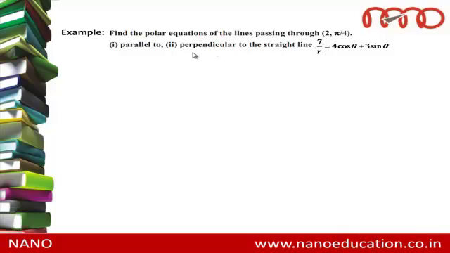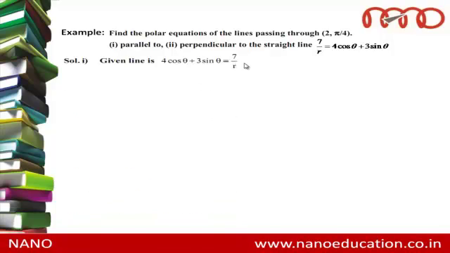And in the second question, when we have to find the equation of the line perpendicular to the straight line, the coefficient of cos theta and the coefficient of sin theta will get interchanged, and also there will be a change of sign somewhere in the equation, and also there will be a change in the constant term. So the equation of any line perpendicular to the straight line 7 by r is equal to 4 cos theta plus 3 sin theta, we can assume as 3 cos theta minus 4 sin theta is equal to k by r. Okay, let us start solving the question.